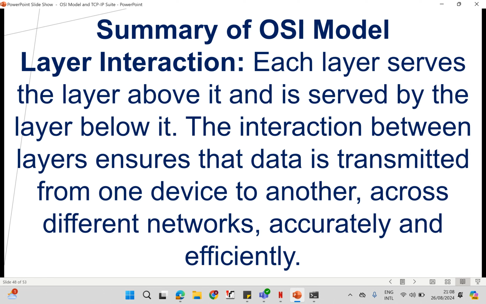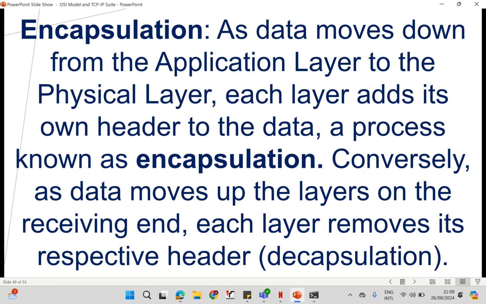The interaction between layers ensures that data is transmitted from one device to another across different networks accurately and efficiently. Please, the words accurately and efficiently are very important. So each layer communicating with another is to ensure that there is a distinct transmission of data accurately and efficiently from one network node to another.